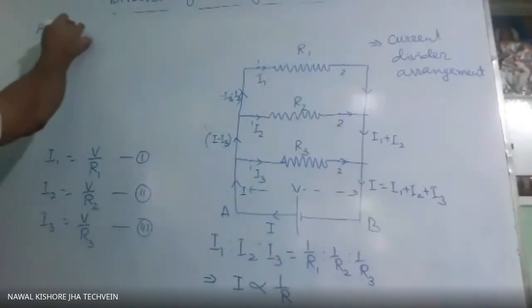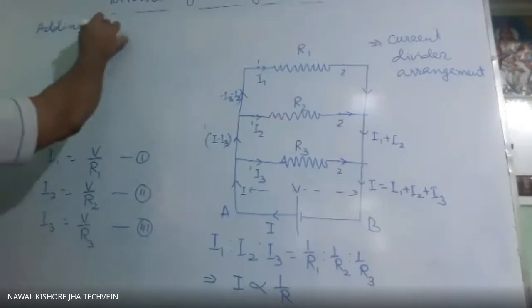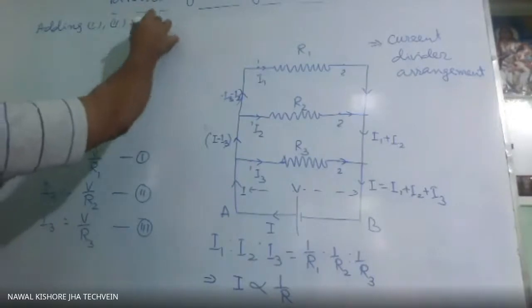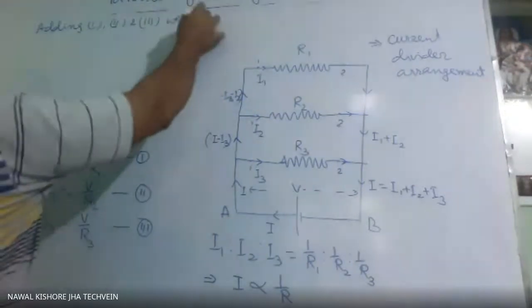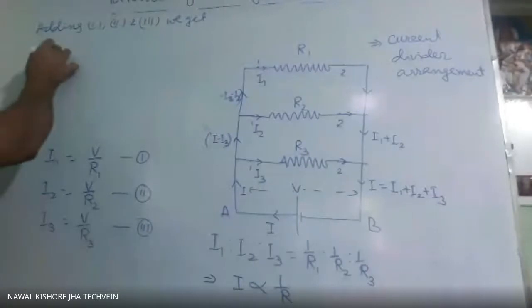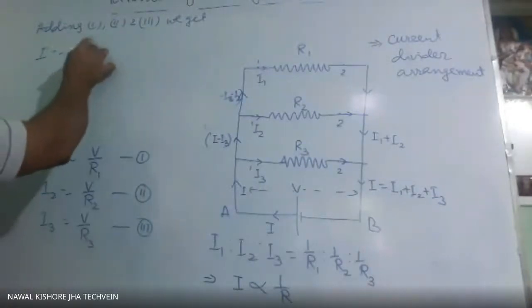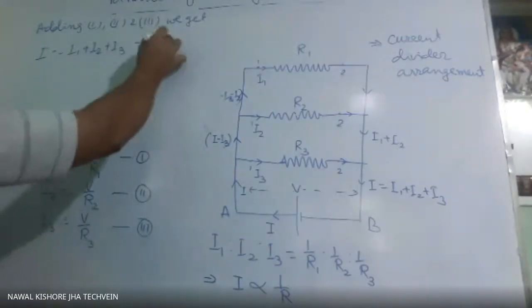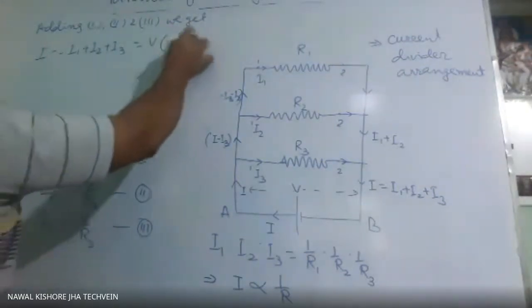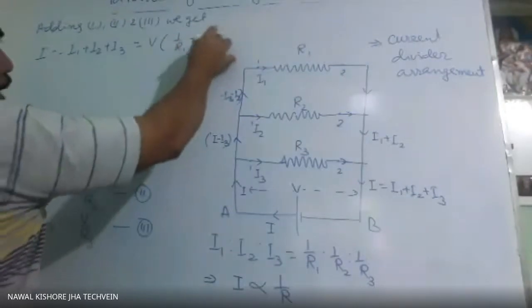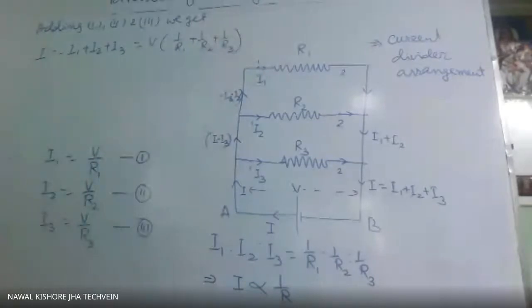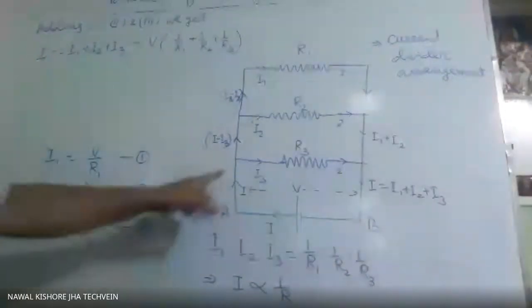Now adding the first, second and third, we get I, which is equal to I1 plus I2 plus I3. Taking V common, it will be V times (1 by R1 plus 1 by R2 plus 1 by R3). This is the main current which is drawn from the source.